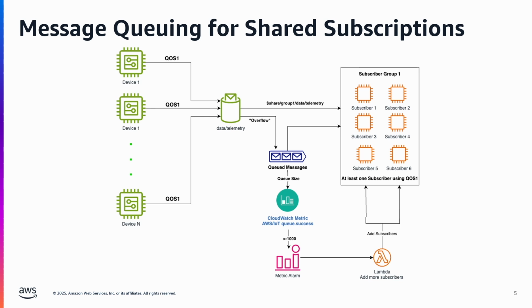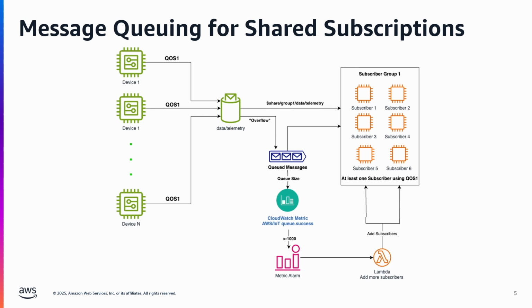Here we show the same shared subscription queuing, but now we are monitoring the AWS IoT queue.success metric, and if the queue equals or exceeds 1,000, it will set the alarm to true and invoke a Lambda, which will add two more subscribers to the shared subscription group. While in alarm state, it will check the queue every 30 seconds and add two more subscribers each time. This, of course, can be configured to fit your use case.